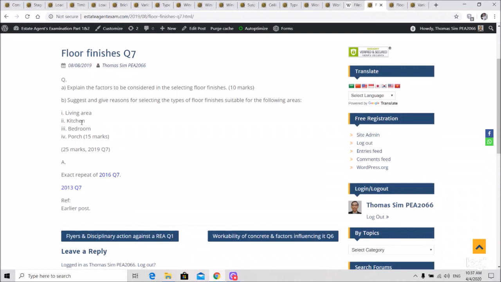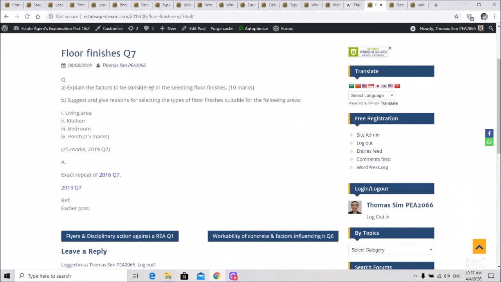So living area, kitchen, bedroom, porch. When you answer this question, first you read part A, then you probably give examples in part B. So you must read the whole question first, part A and part B, and then design your answer for part A. No need to write part A at length and then for part B say I refer back to part A. That is not the correct way to answer the question.